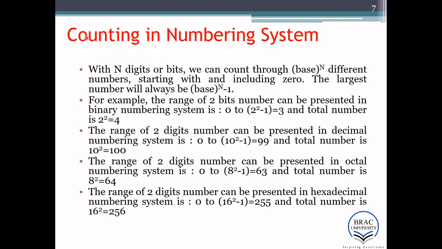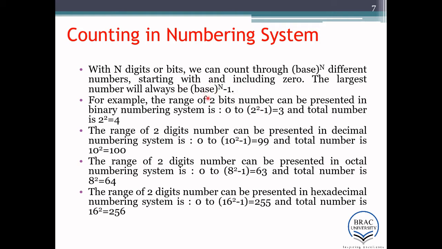Counting in number system. With n digits or bits, we can count through base to the power n defined numbers, starting with and including 0. The largest number will always be base to the power n minus 1. So what actually it means, you can get an idea with the example. For example, the range of a 2-bit number that can be presented in the binary number system is 0 to 2 to the power n minus 1.